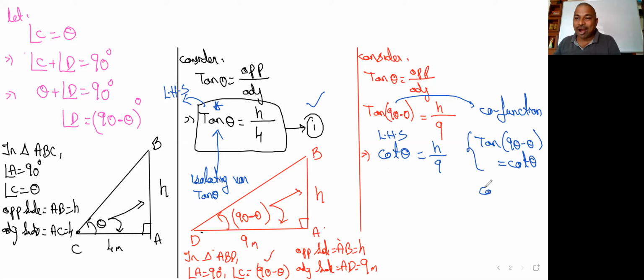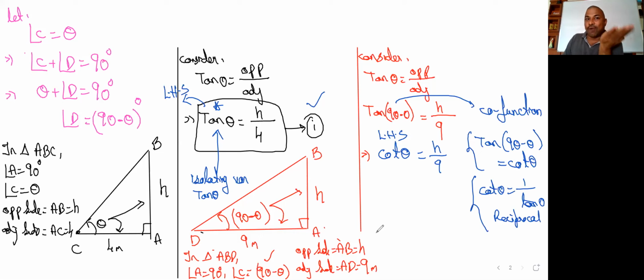What is that one? Cot theta is equal to 1 by tan theta. Reciprocal relation. We know that one. Right, this is reciprocal. There is one more relation, that is cot theta. If we want to change it as tan theta, we have to write it as 1 by tan theta is equal to h by 9.